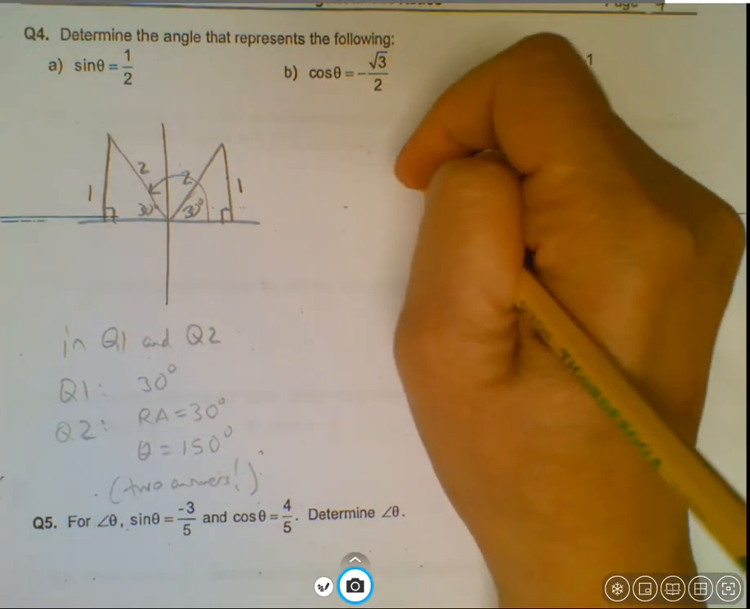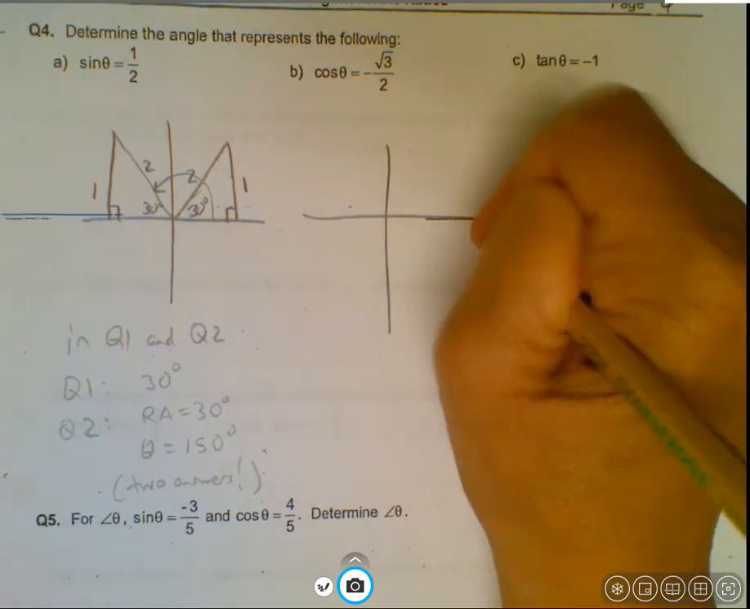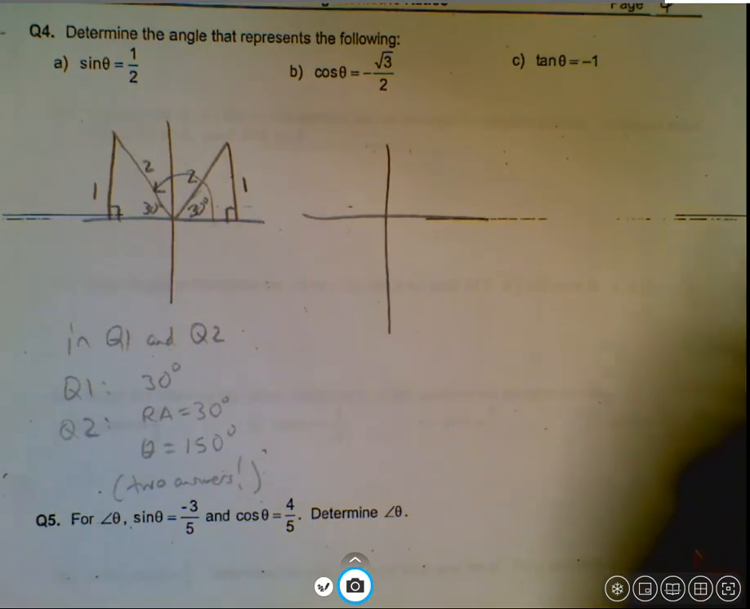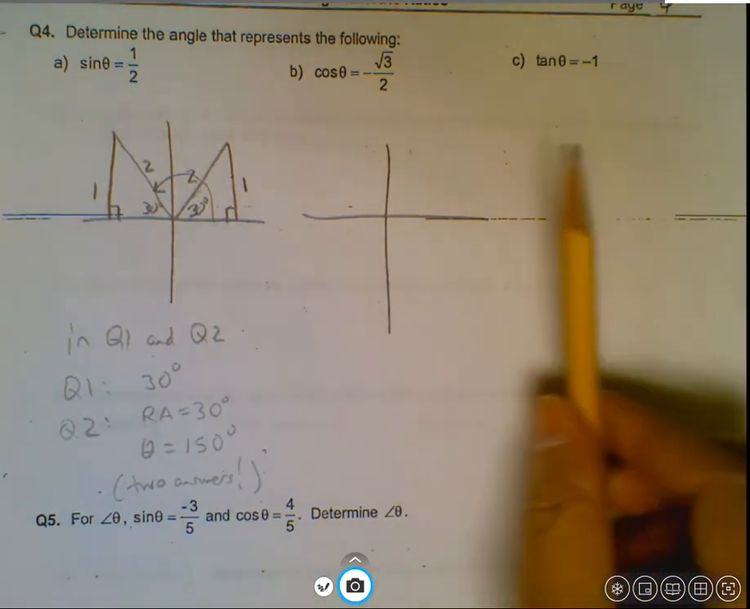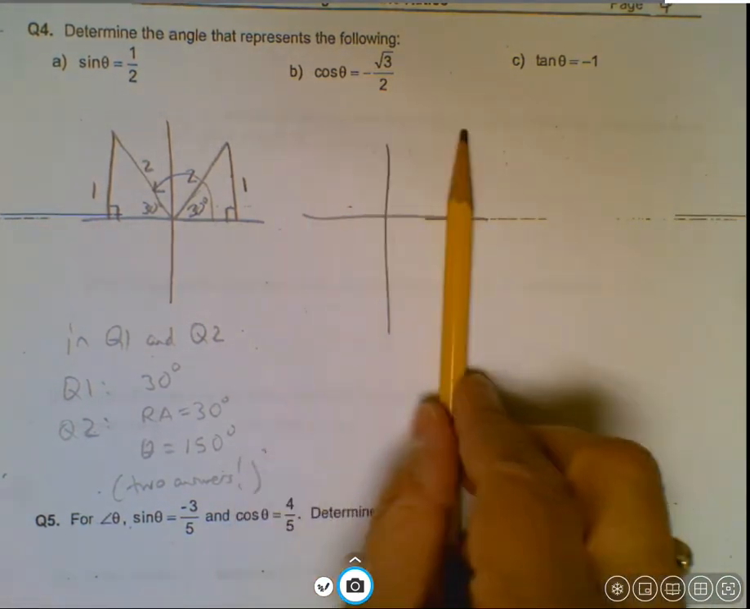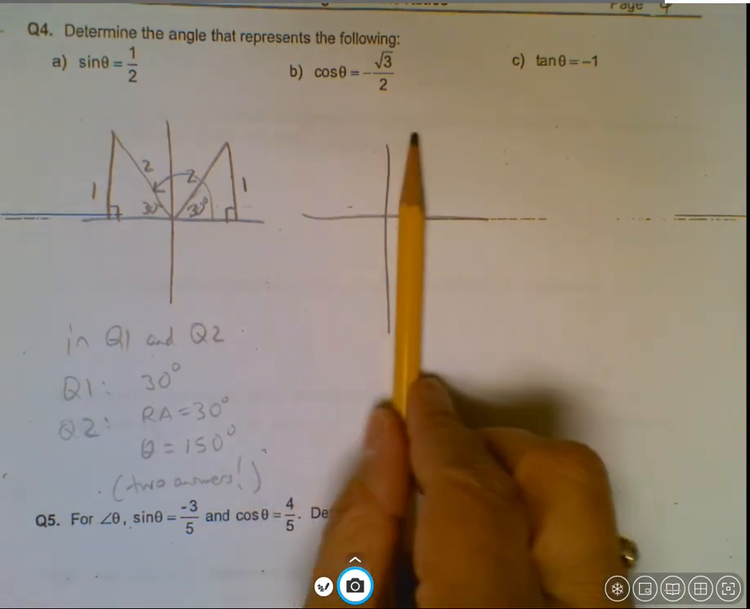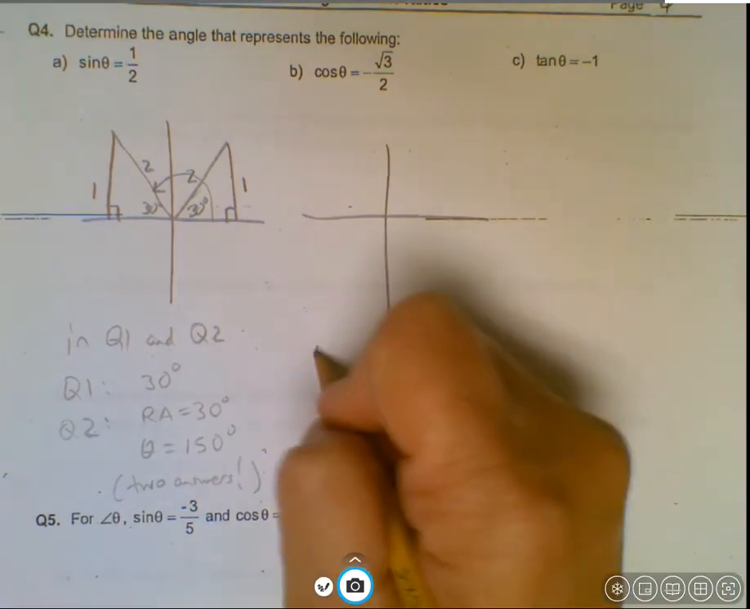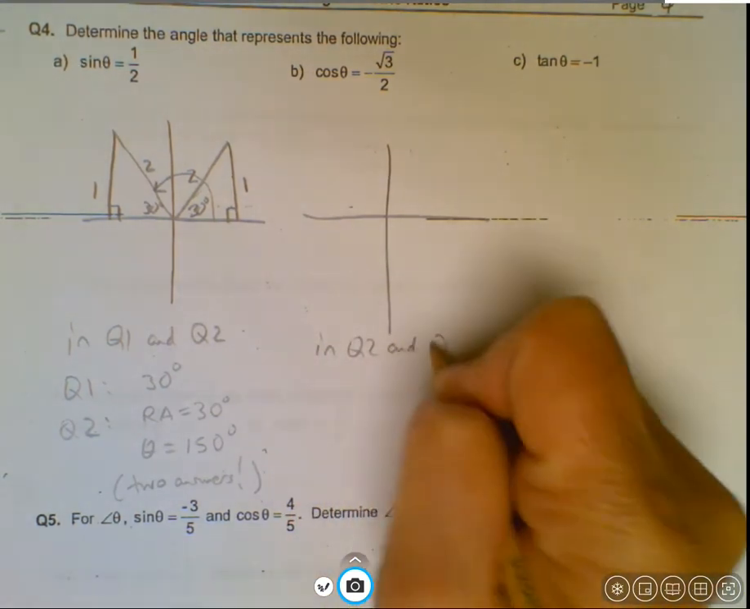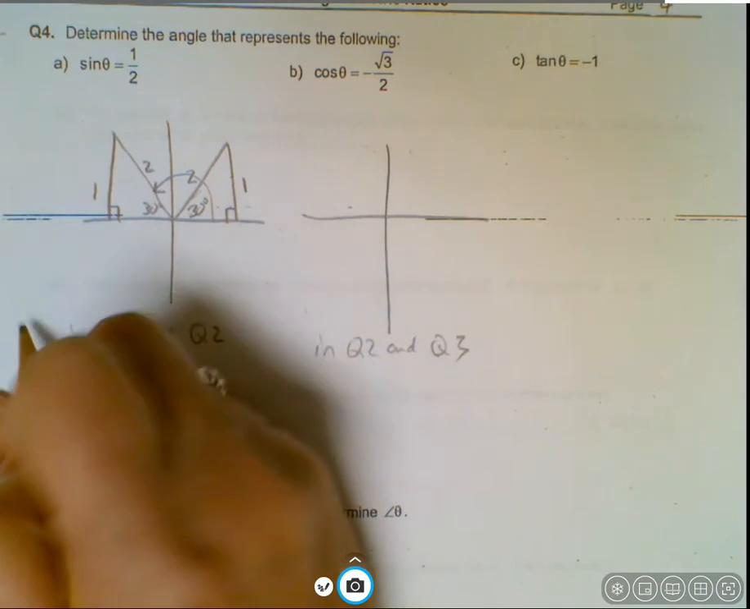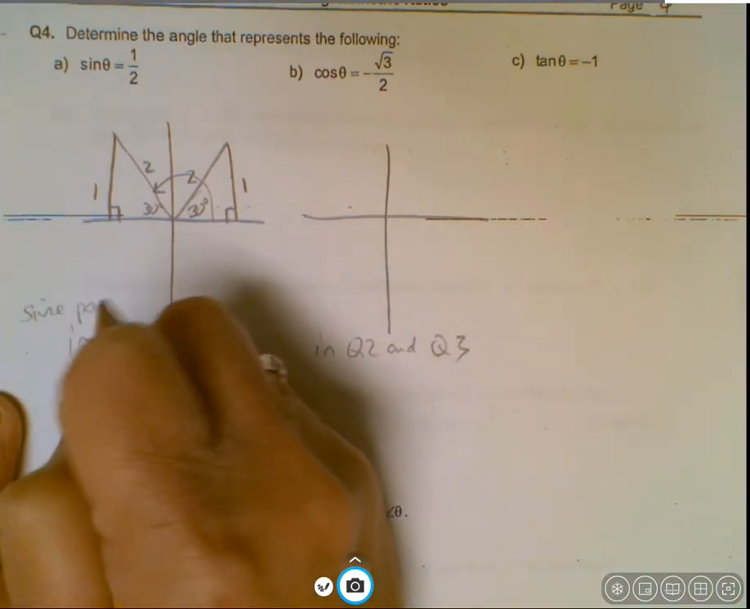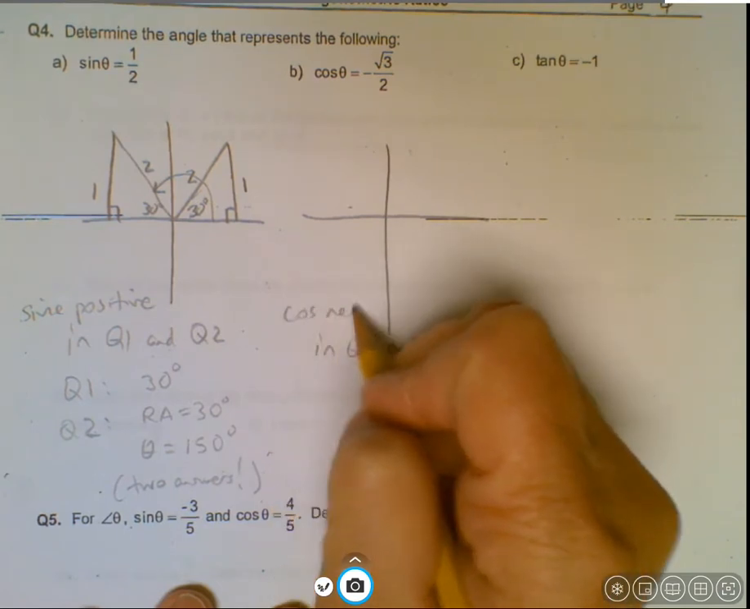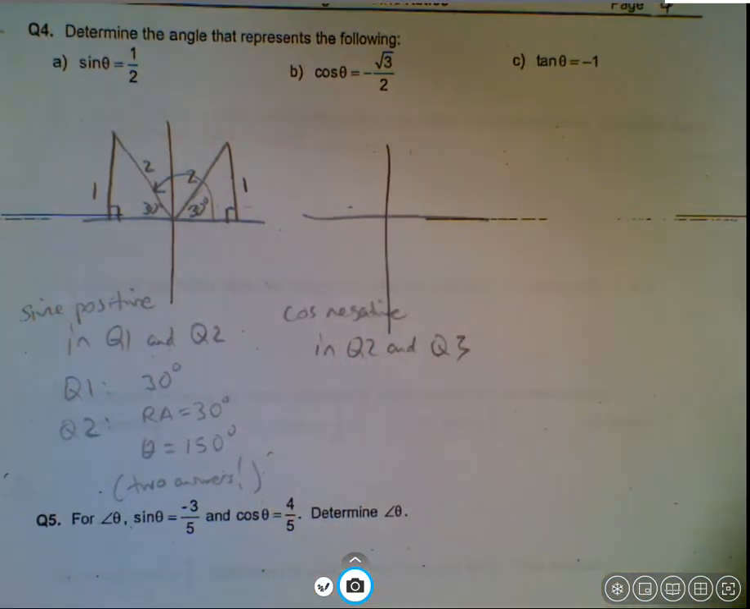Cosine theta is negative root 3 over 2. So I'm going to draw, okay? Where is cosine going to be negative? So remember, cosine has to do with the adjacent side, which is the side-to-side side. And so where is that negative? Well, that's going to be over here in quadrant 2 and quadrant 3. Let me write over here, sine positive in quadrant 1 and quadrant 2, cosine negative in these two.